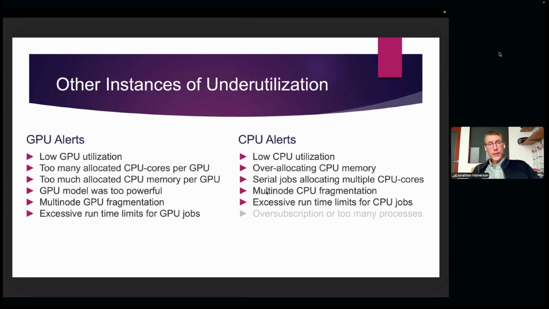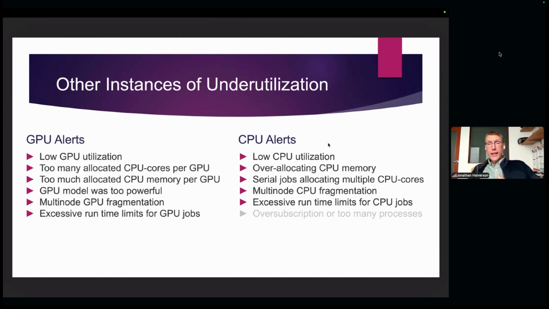Then you've got people allocating too many cores, too much CPU memory. And then if you have a range of GPU models, sometimes they'll take the powerful one when they could have run on the least powerful one. And then there's cases where they're doing 1 GPU per node and splitting the job. And then they're requesting too much runtime.